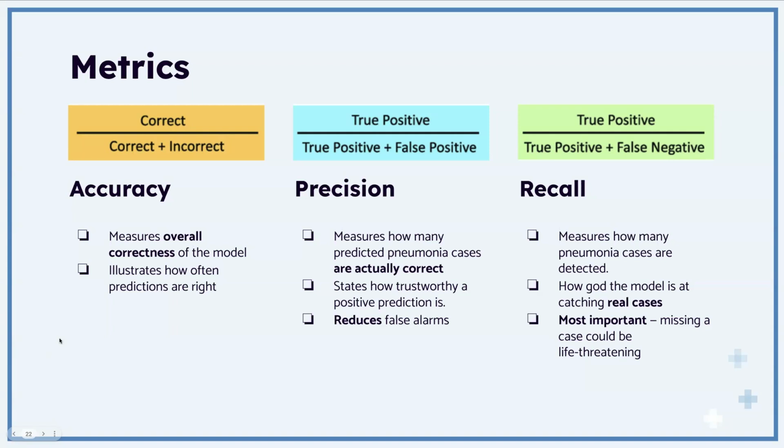Recall is the proportion of actual pneumonia cases that the model correctly identified. High recall is critical in medicine because we don't want to miss any real pneumonia cases. A low recall means that some patients with pneumonia go undetected, which could be life-threatening if untreated.